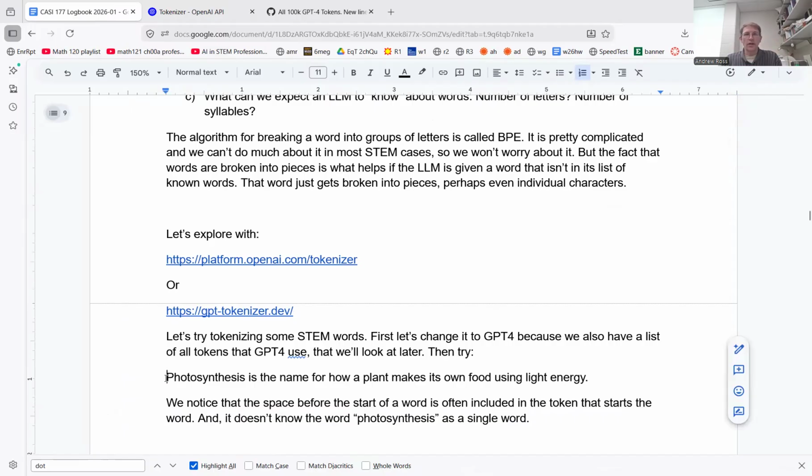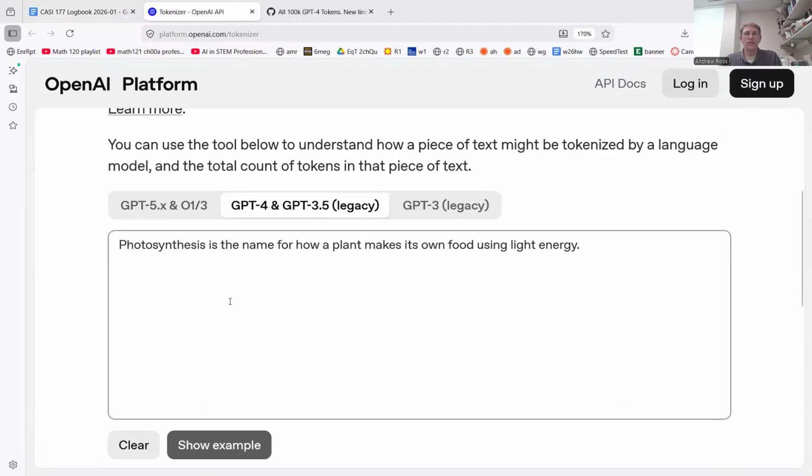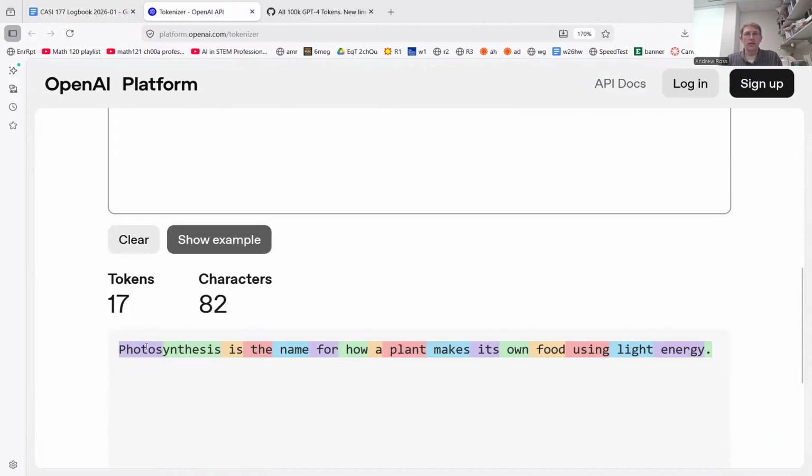Then let's try tokenizing a common STEM sentence like: photosynthesis is the name for how a plant makes its own food using light energy. So I paste that in here. And down here, it shows how it has tokenized it. So "photos" is its own token. "ynthesis" is its own token apparently. We can notice that the word "is" has the space before the "is" included in the token. It's colored the same. So that would be the letters IS at the start of a word, for example.